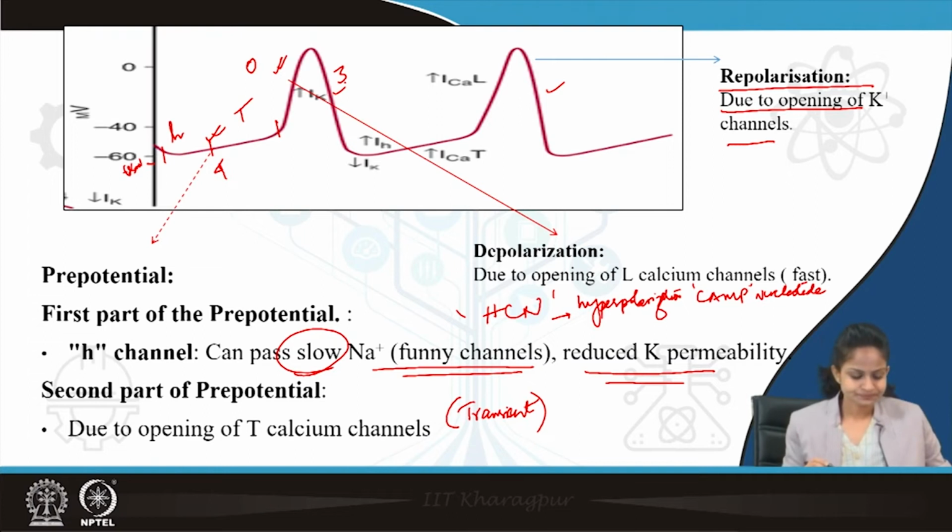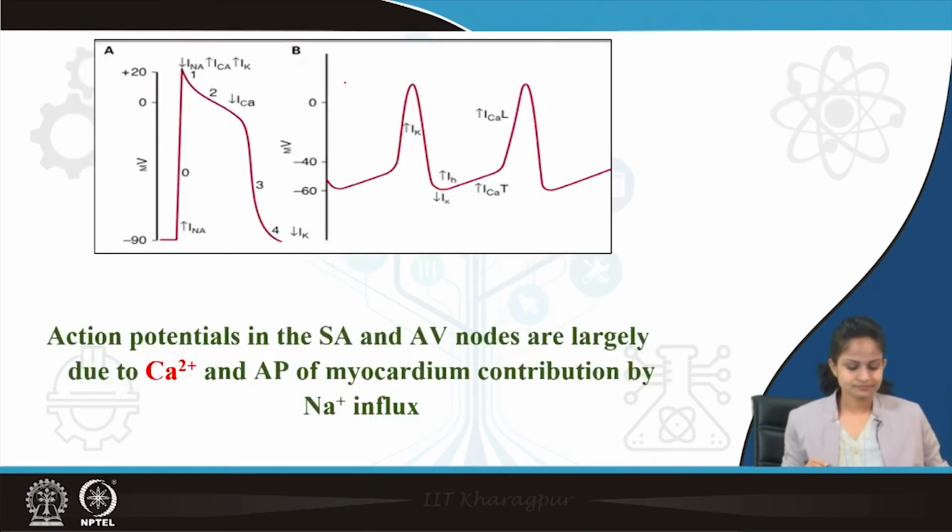So, we can see that the prepotential or the pacemaker potential or the diastolic depolarization is mainly because of 3 reasons, that is sodium channel opening which is slow and which is funny, which gets opened at hyperpolarization. The second thing is the reduced potassium permeability, and the third is the transient calcium channel opening. Then we have the depolarization phase, that is mainly the L type of calcium channels opening, and then we have the repolarization phase, that is the opening of the potassium channels.